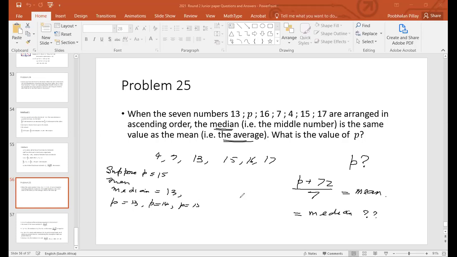So if P is less than or equal to 15, these are the possible values for P. And those values are equal to the average. So you have numbers like 13, 14, 15 divided by 7: 13 plus 72 divided by 7, or 14 plus 72 divided by 7, or 15 plus 72 divided by 7.